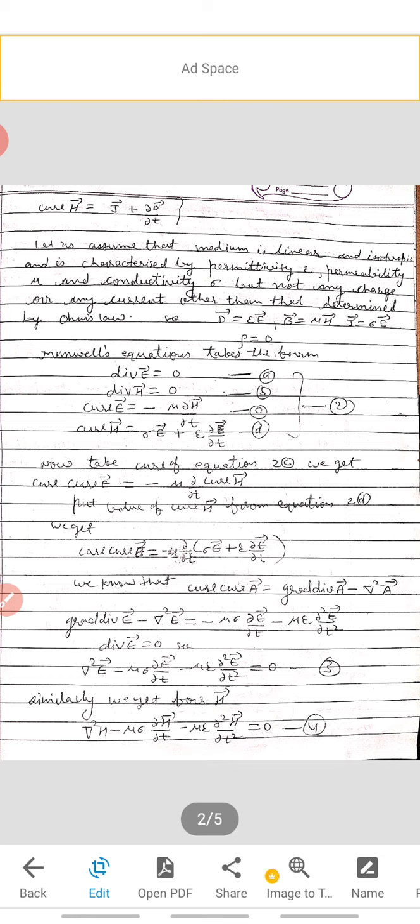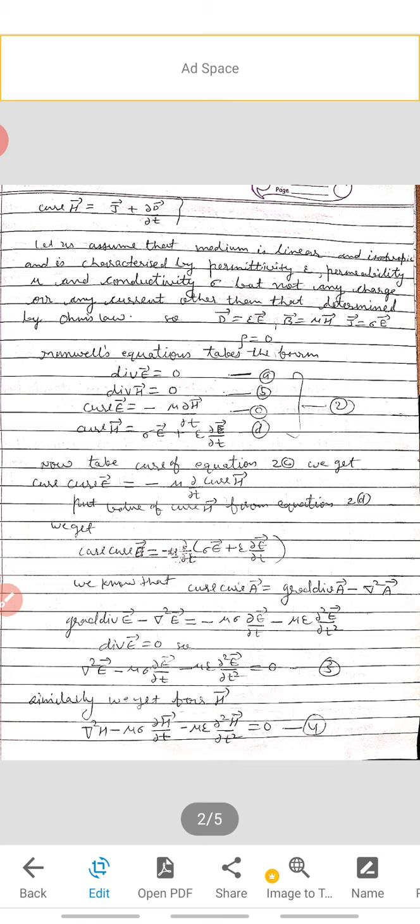Now, if we assume that the medium is linear and isotropic and is characterized by permittivity epsilon, permeability mu, and conductivity sigma, but not any charge or any current other than that determined by Ohm's law. In this condition, D is equal to epsilon into E, B is equal to mu into H, J is equal to sigma into E, and rho is equal to 0.